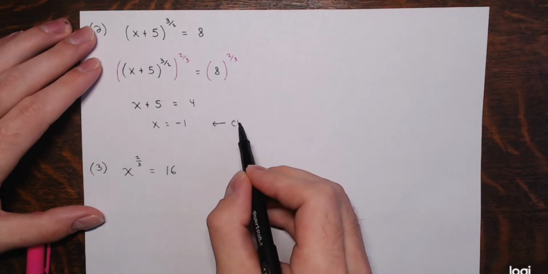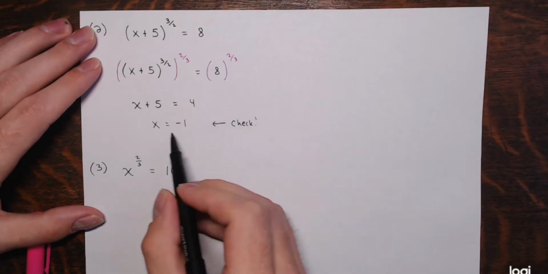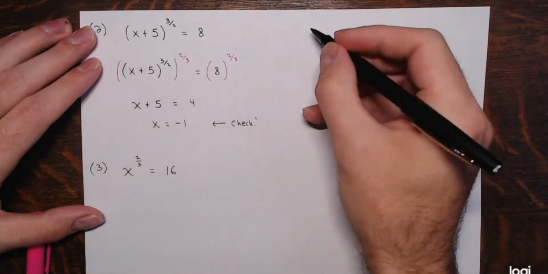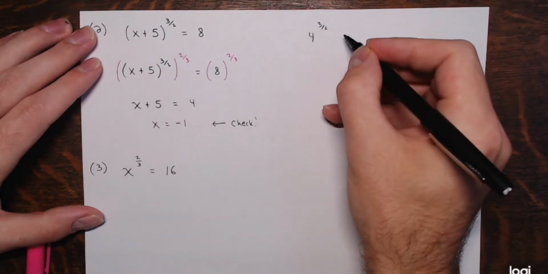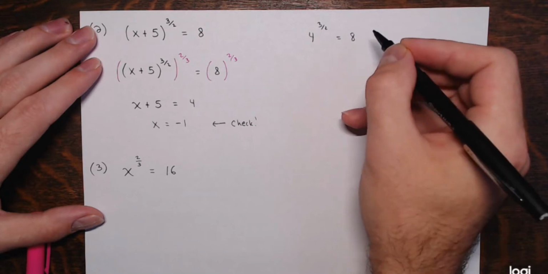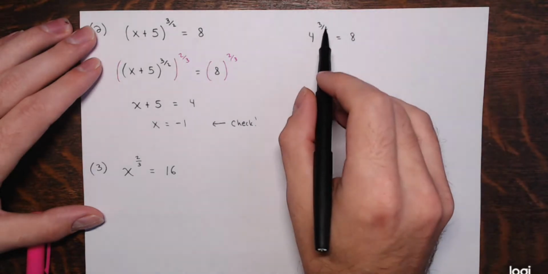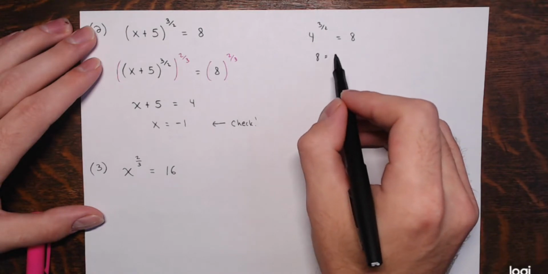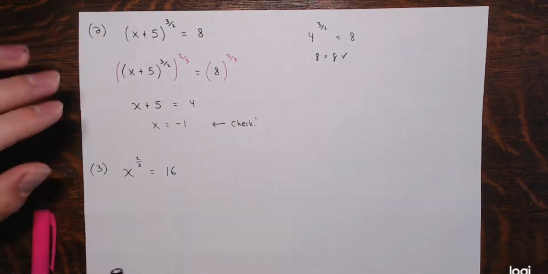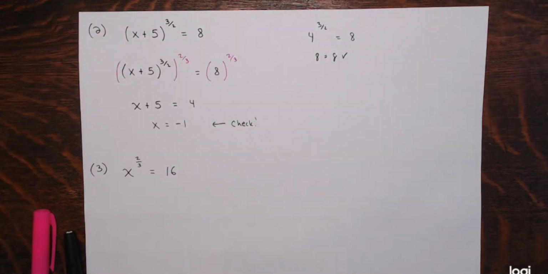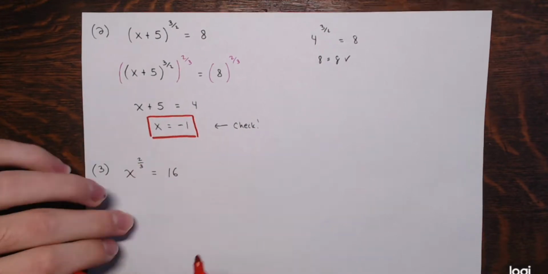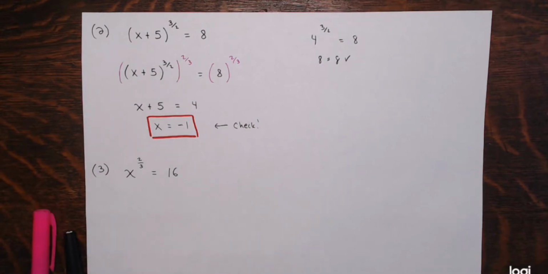And then I would solve for x here, subtract 5, x equals 4 minus 5 is negative 1. And then don't forget to check this. And again, I'll check it by hand here. When I plug in negative 1 for x, you'll have 4 to the 3 halves on the left side. Is this equal to 8? Well, the square root of 4 is 2. 2 cubed is 8. We get 8 equals 8. Check. All right, so x equals negative 1 is the valid solution, the real number solution to this equation. All right. Great.